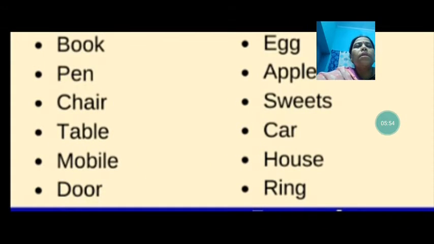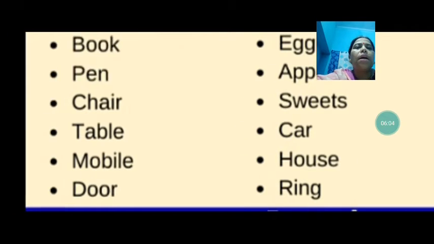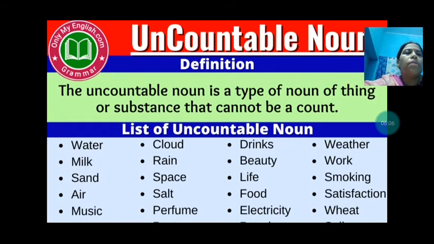Now here say book, pen, chair, table, mobile, door, egg, apple, sweets, car, house, ring. All are countable nouns. Now let us see uncountable noun. The uncountable noun is a type of noun of thing or substance that cannot be counted. That means that cannot be counted. So list of uncountable nouns like water, milk, sand, air, music, perfume, electricity, food, work, weather, satisfaction, wheat, drinks, beauty. What are they? They all cannot be counted.